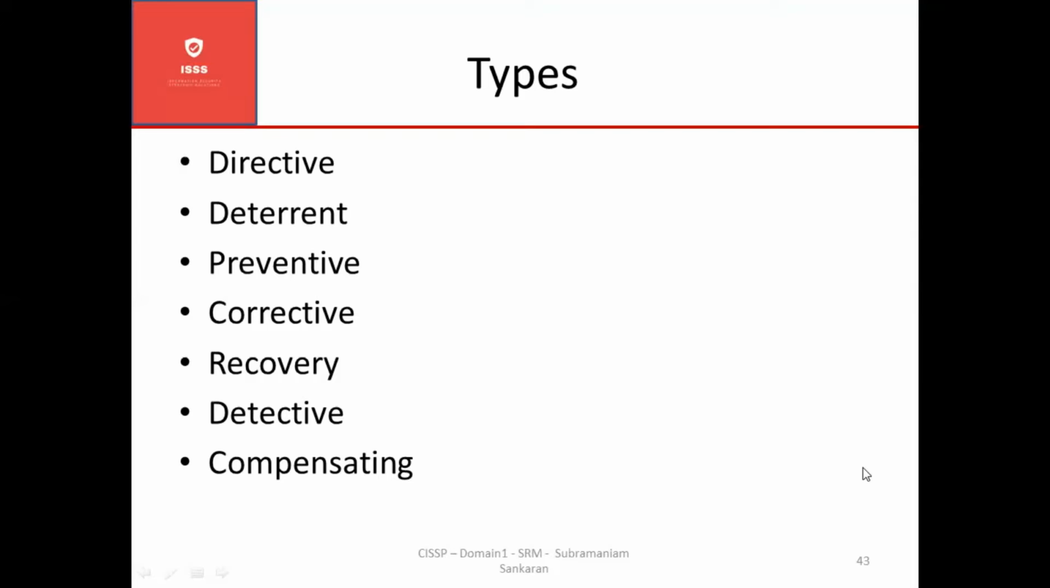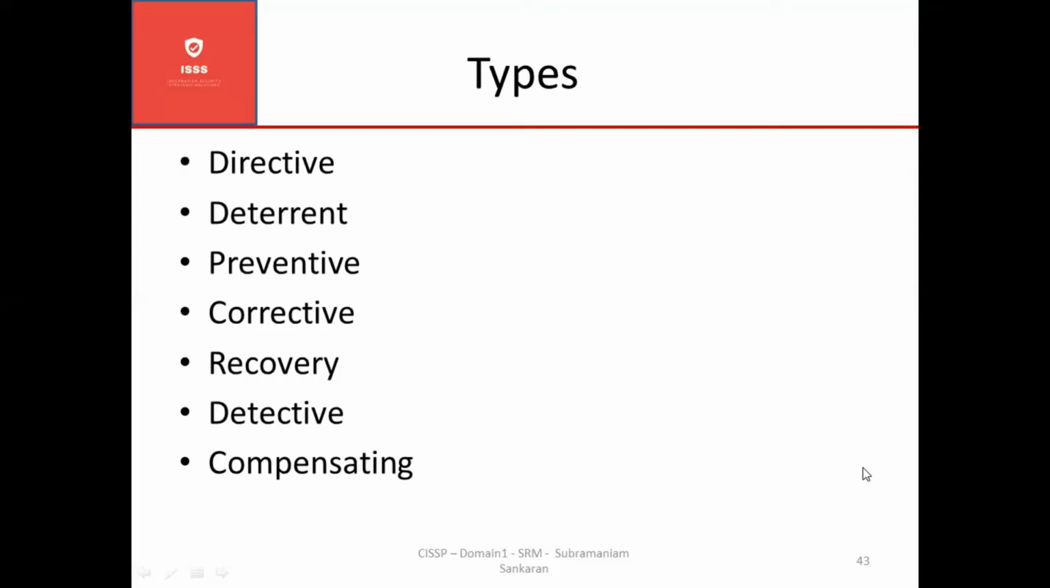And then you are driving down the motorway, and there is a lane closure ahead, and it shows a cross mark on the electronic board. That's also a directive control.